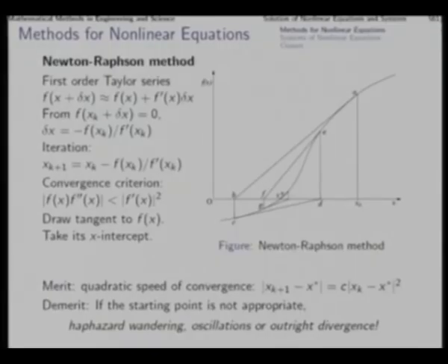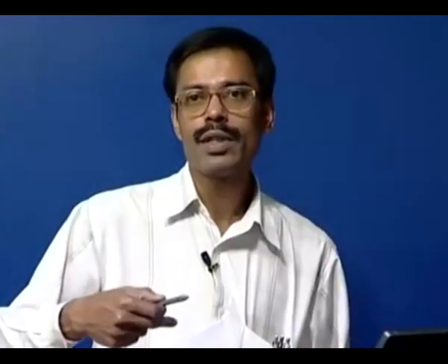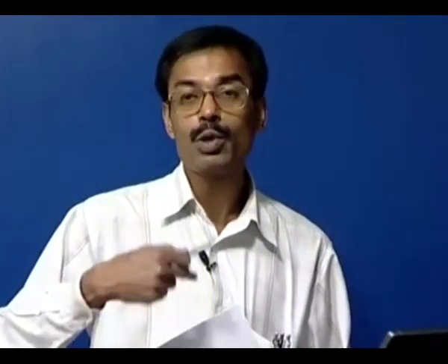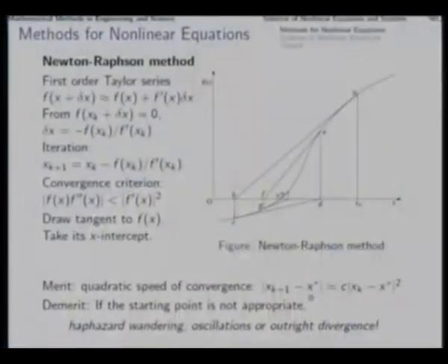Now, the merit of this method is that it has a quadratic speed of convergence, that is, at every iteration the accuracy gets improved by somehow 2 orders. The accuracy gets improved by 2 orders at every step. So, this is called the quadratic speed of convergence.